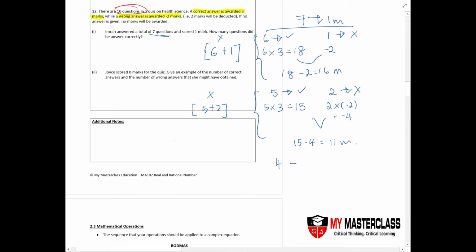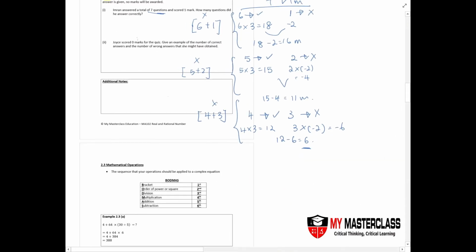Let's take a look at the next combination. I have 4 correct and 3 wrong. So 4 correct is 4 times 3, which is 12, and then 3 multiplied by -2 gives me -6. So 12 minus 6 gives me 6 over here. Again, this combination of 4 plus 3 is also wrong.